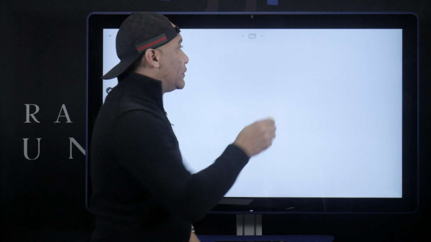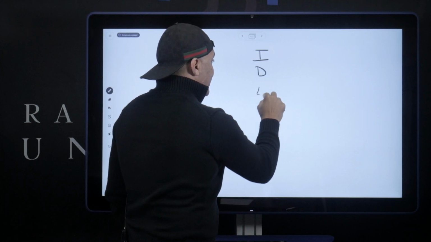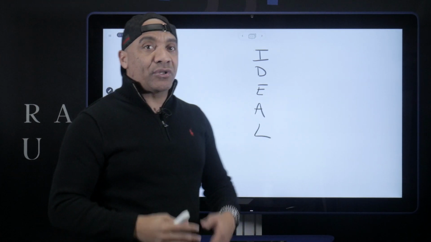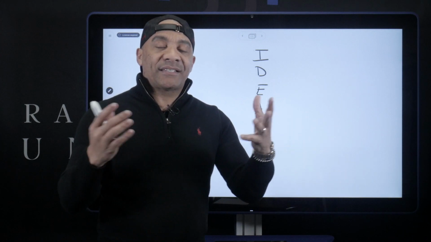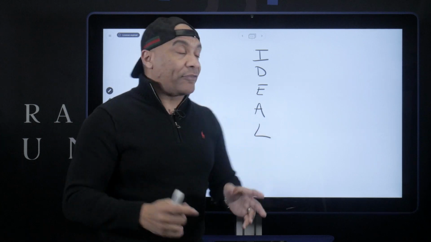So in the real estate investment world, we use the word IDEAL as an acronym. This is an acronym to describe why real estate investing is such an extraordinary way to build wealth for you and for your family.